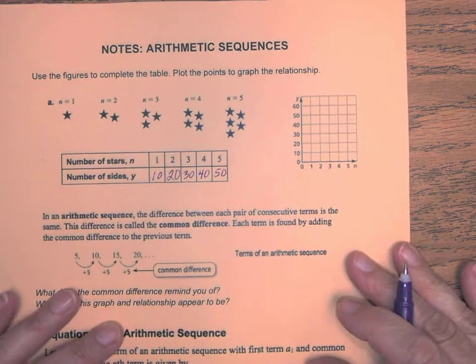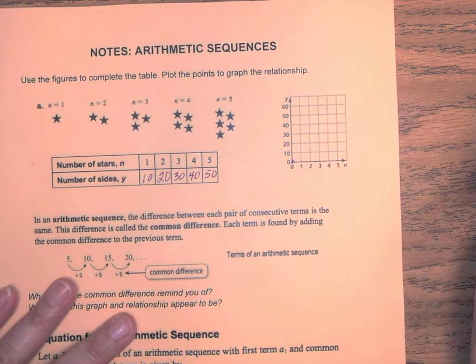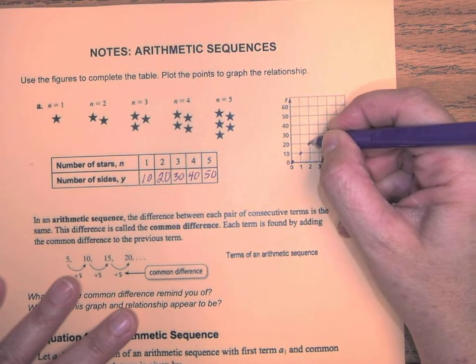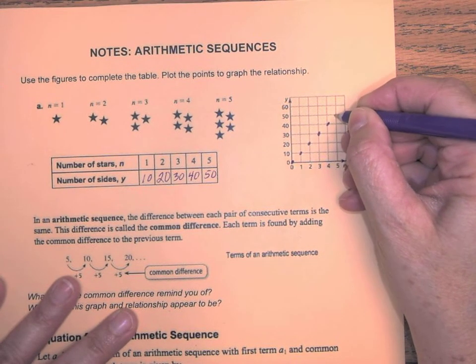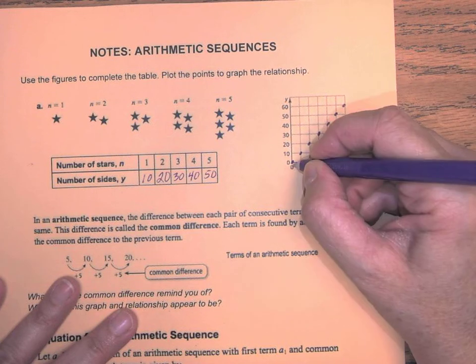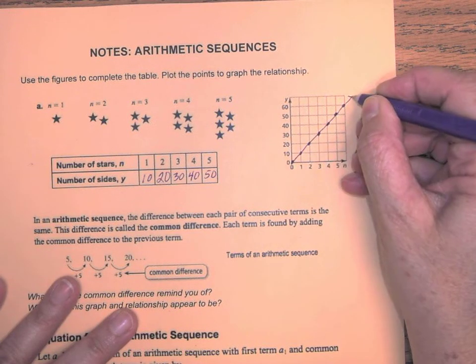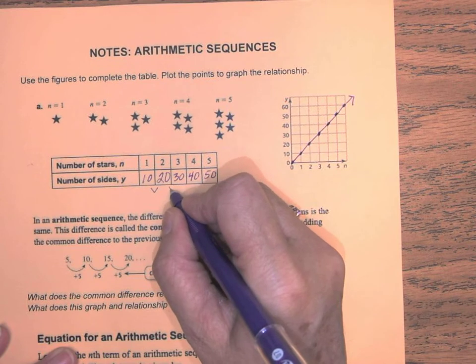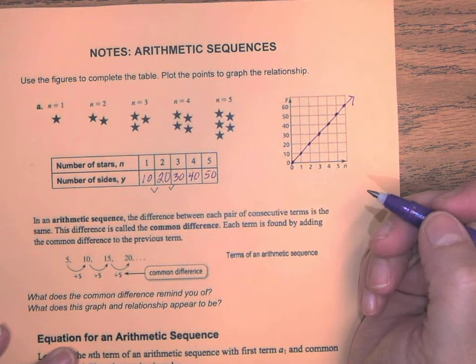This is a pattern. Let's graph it. 0 stars, of course, has 0 sides. 1 is 10, 2 is 20, 3 is 30, etc. It's linear, isn't it? This makes a straight line. It's linear because it has the same rate of change.